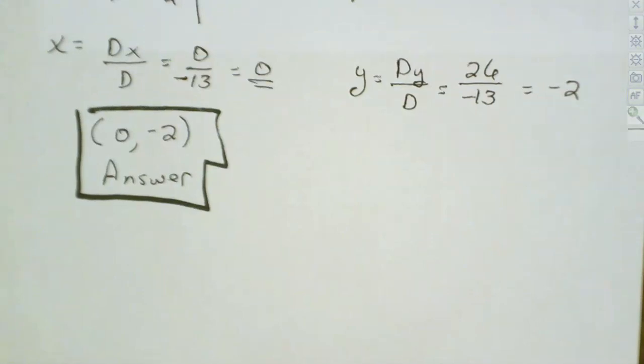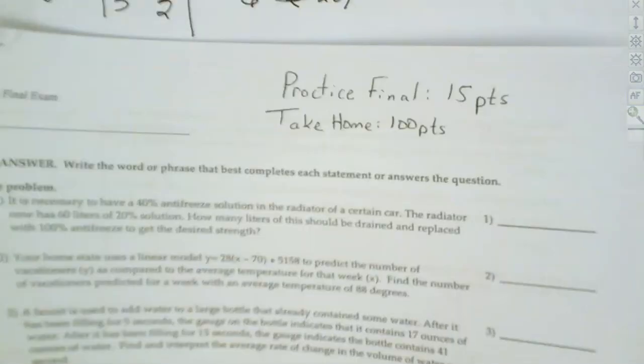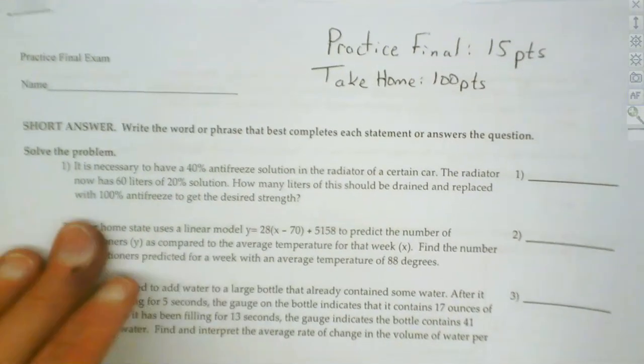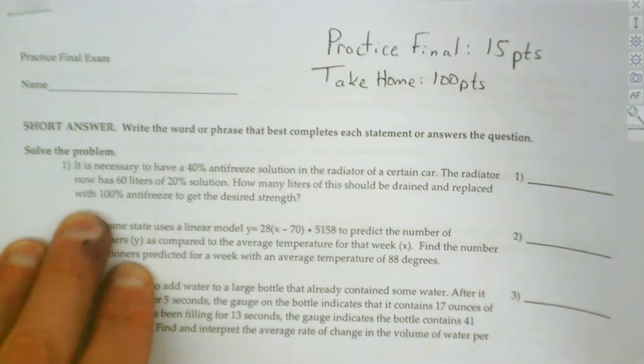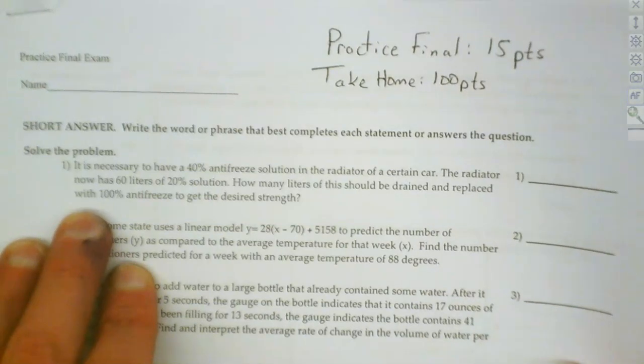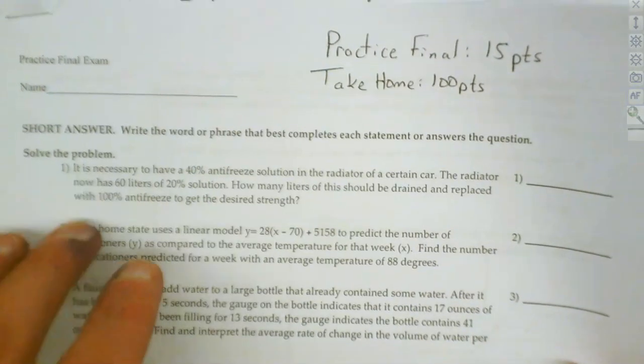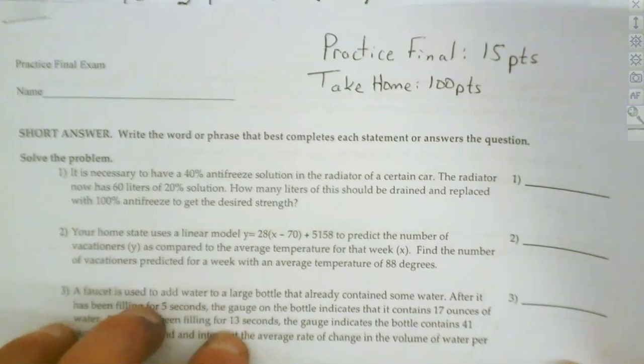That final review packet that I just gave you, it has two parts to it. There's a practice final, which is the first page. We're going to go over this next week. We'll maybe do one question today. We'll do the rest next week. So this is 15 points for here.